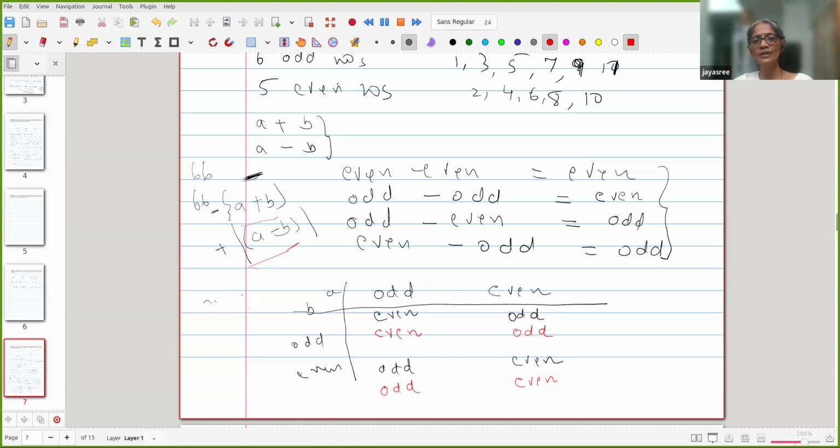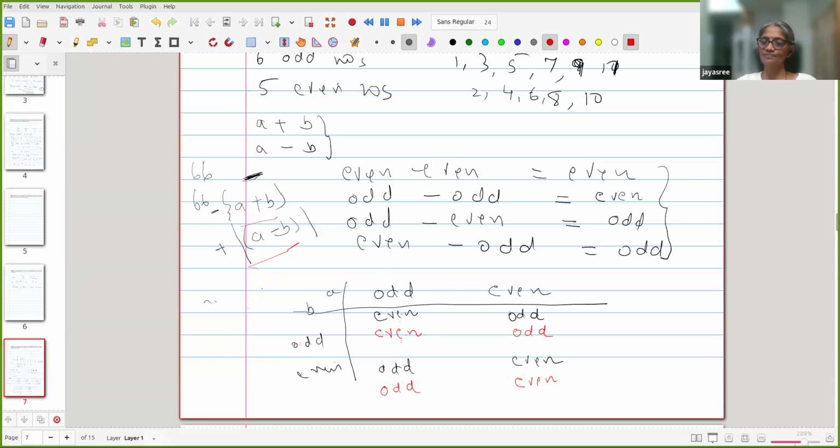Is that clear to everyone? What I wrote in black and red? A plus B I have written in black, and A minus B I have written in red. If A is odd and B is even, then the sum is odd and the difference is odd. When I say it out in words, too many words are confusing. Basically, A plus B and A minus B will have the same parity, irrespective of what.